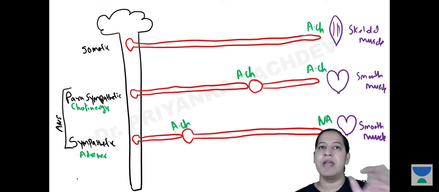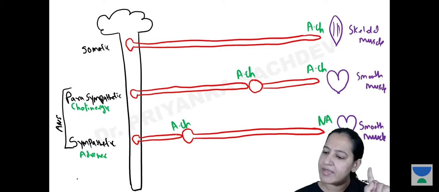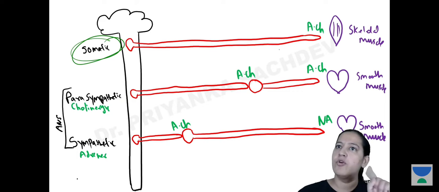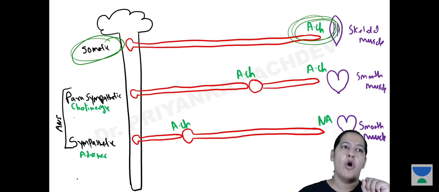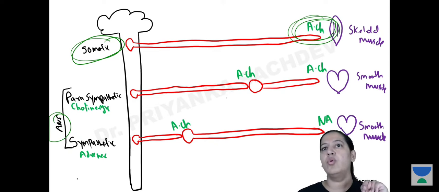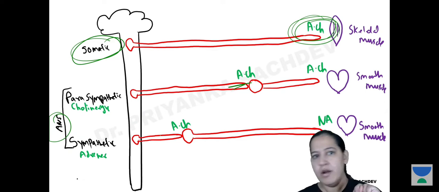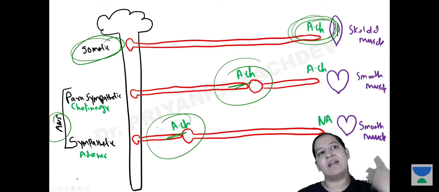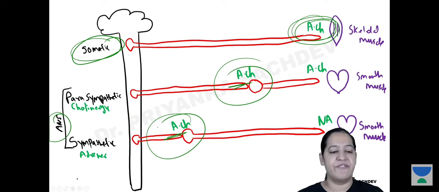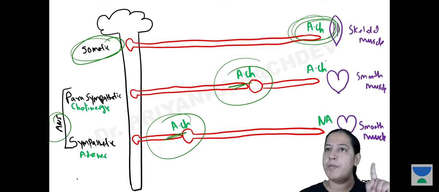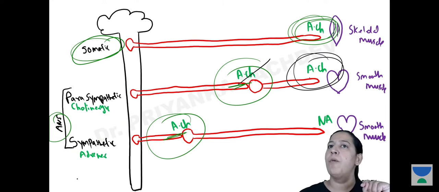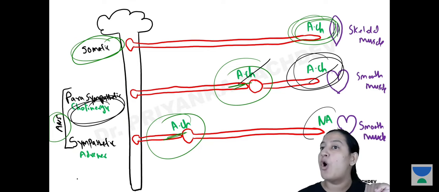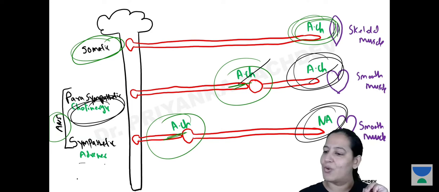So this is the summary. What is the summary you can see? In somatic system, only one neurotransmitter, that is acetylcholine. In autonomic nervous system, we have two neurotransmitters, one at preganglion and one at postganglion. Preganglion is always acetylcholine, whether it is sympathetic or parasympathetic. But postganglion is different. In parasympathetic, again it is acetylcholine, so both are acetylcholine. That's why it is known as cholinergic system. And in sympathetic, it is noradrenaline at the postganglion. That's why it is known as adrenergic system.